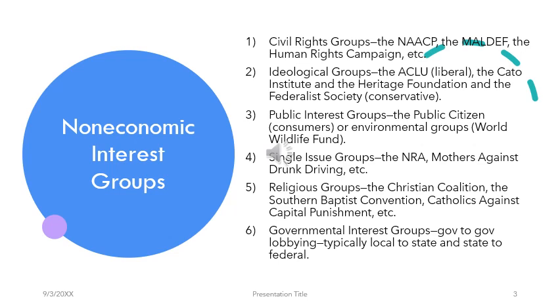You got groups like the Christian Coalition, the Southern Baptist Convention, Catholics Against Capital Punishment, right? A lot of them are going to be conservative. Others are going to be more middle of the road, and then some of them will even be a little bit to the left and more progressive. So quite a grouping there.